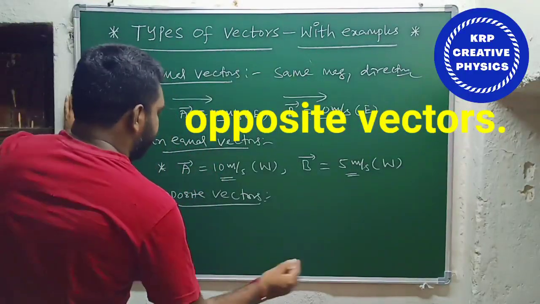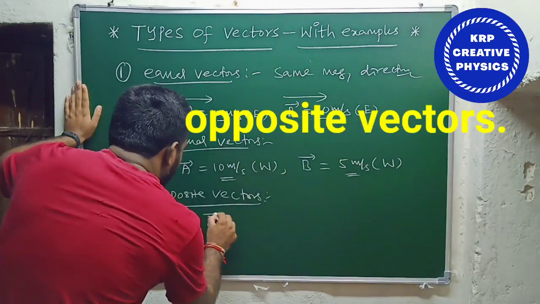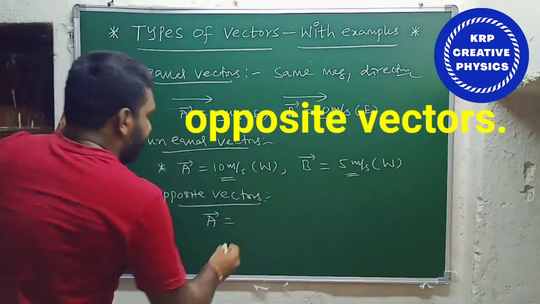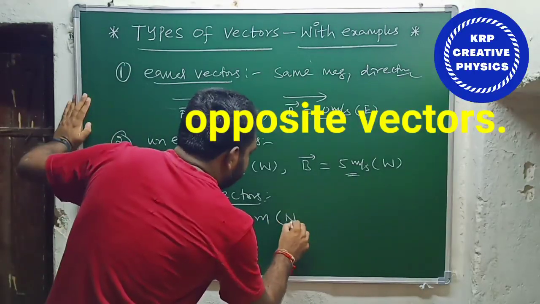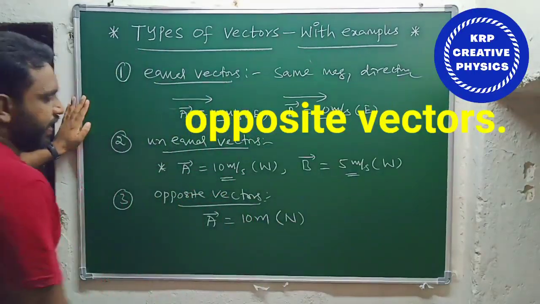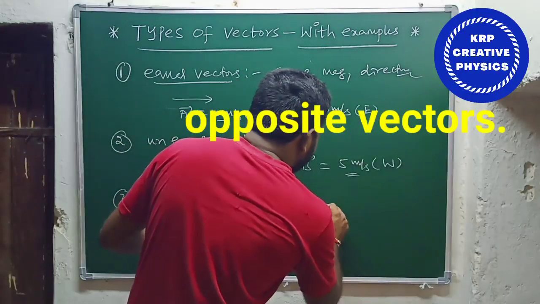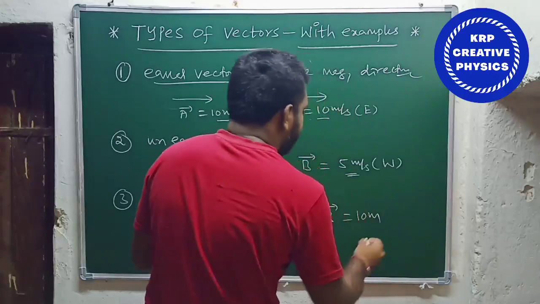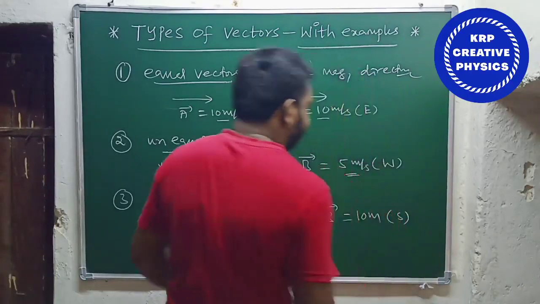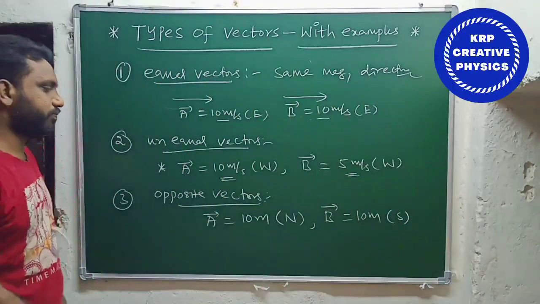We will consider one example here. Here also vector A: vector A equal to 10 meters along north. And we will consider one more vector. This is vector B, and here it is having 10 meters displacement along south. Just try to observe here.